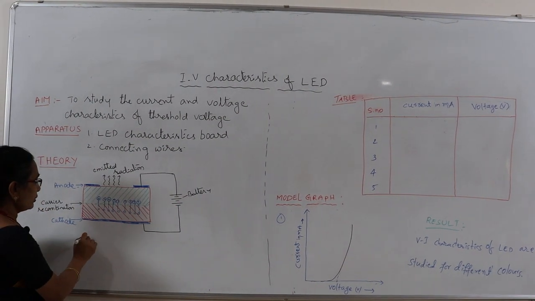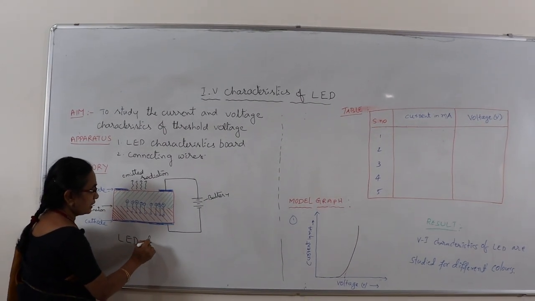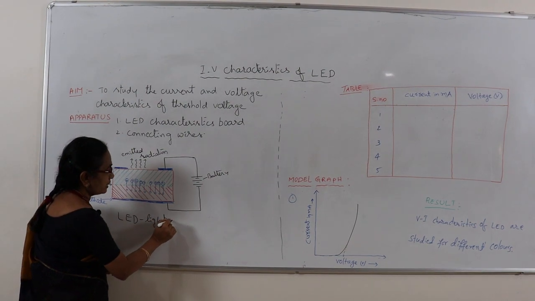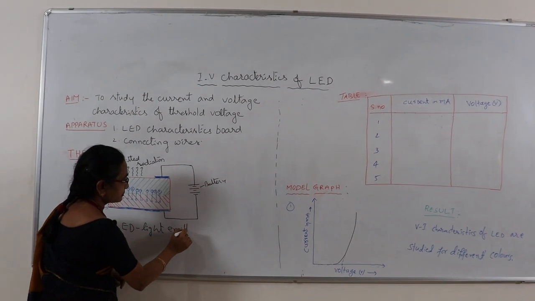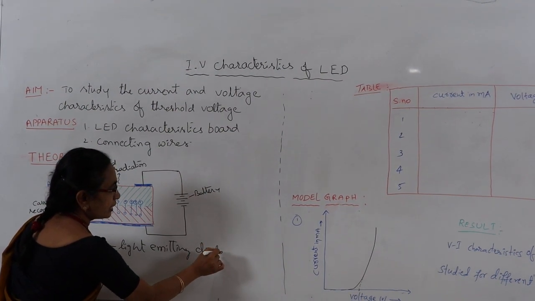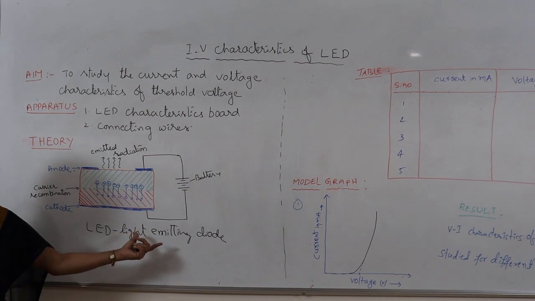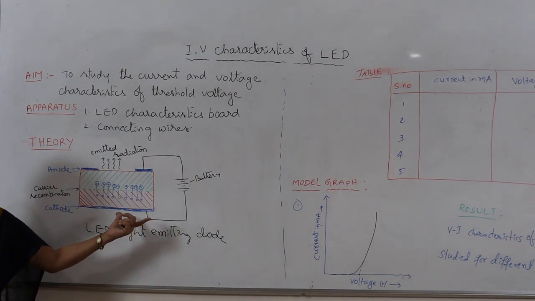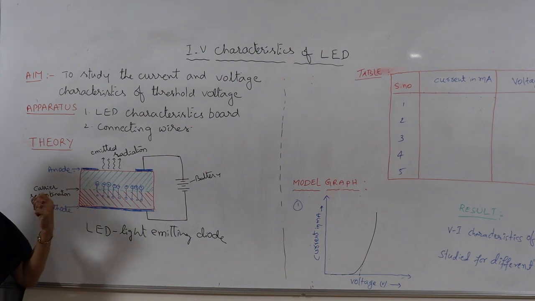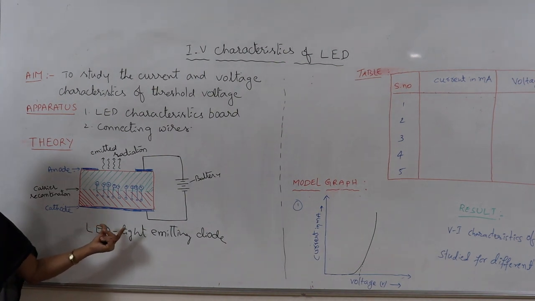I think you must be knowing the abbreviation of LED. LED stands for light emitting diode. By the name it is quite obvious that it emits light. This is just a diode which emits light. Then what is the difference between an ordinary diode and this diode? An ordinary diode will not emit light. This diode emits light. Why does it emit light?